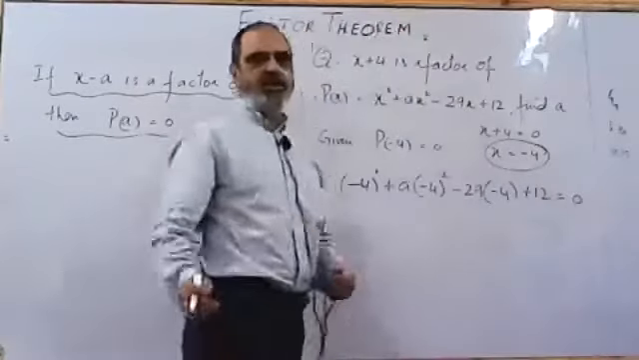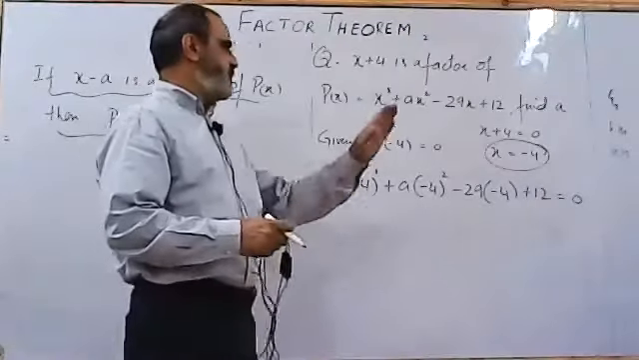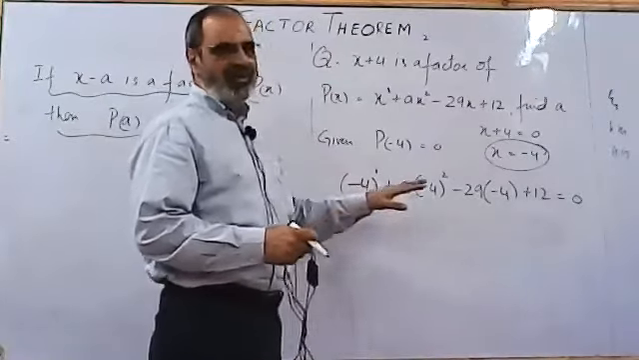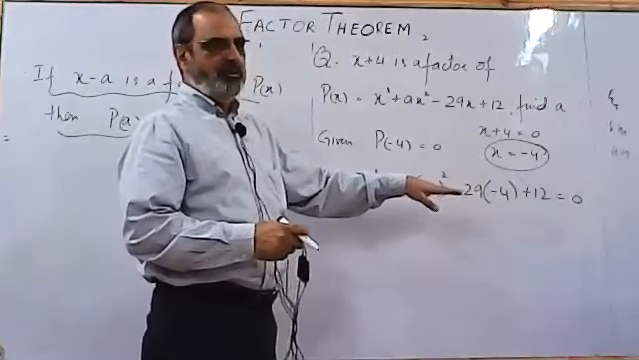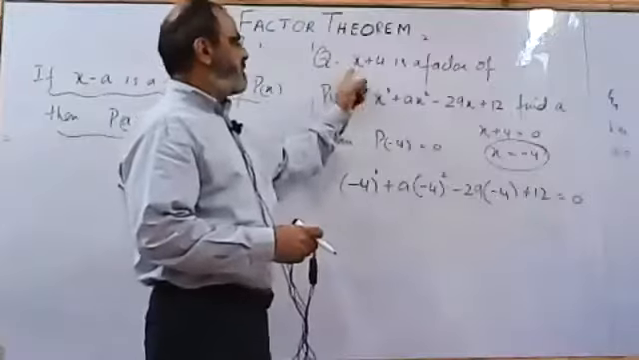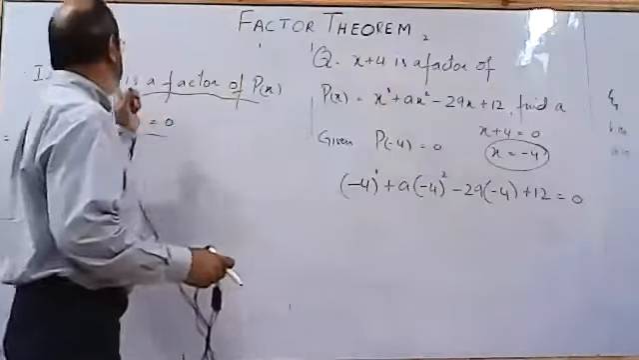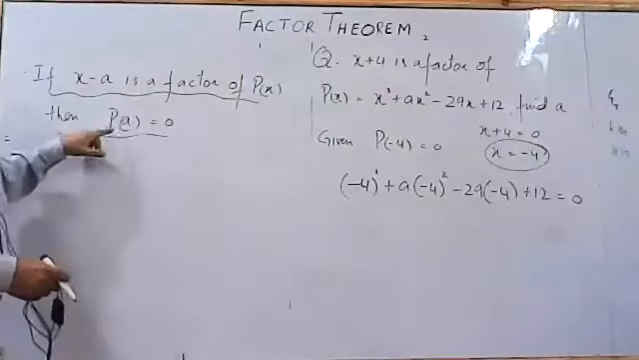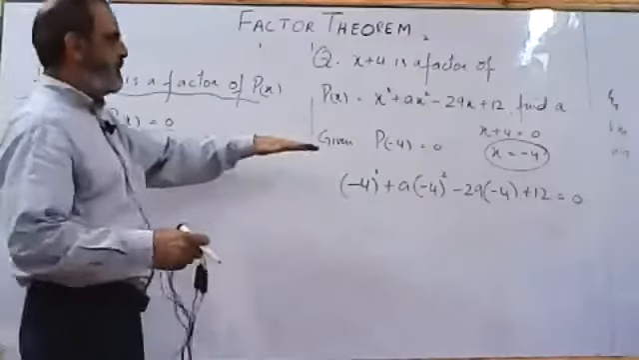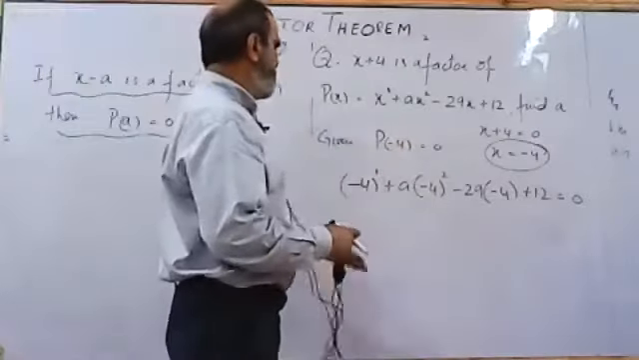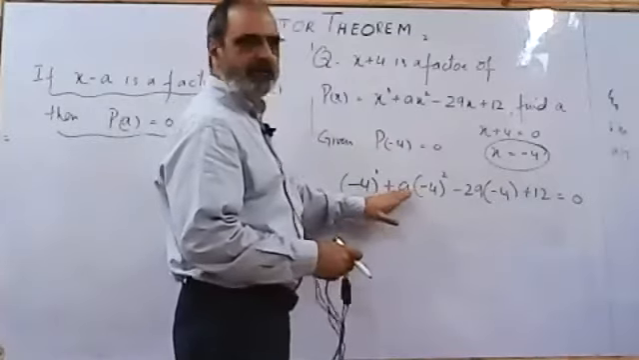So that's what I mean. The polynomial, after substituting this value, I know the answer will be 0, because x plus 4 is a factor. If x minus a is a factor, then p(a) is 0. So it is already known to me. So using this technique, I will find the unknown a.